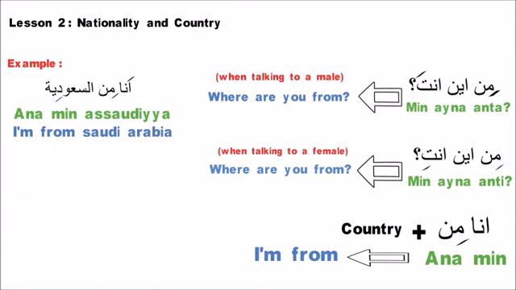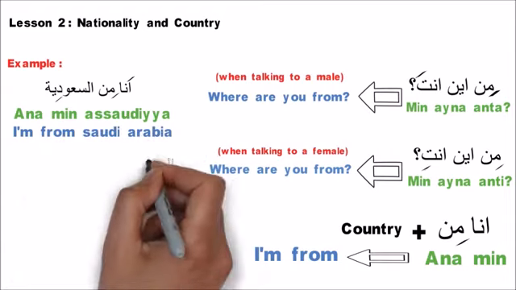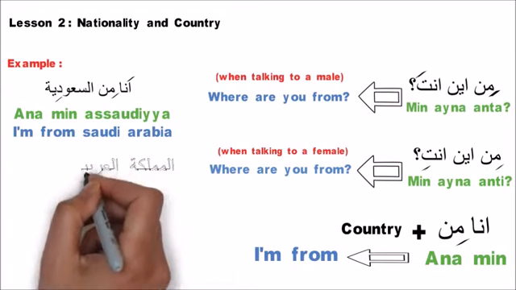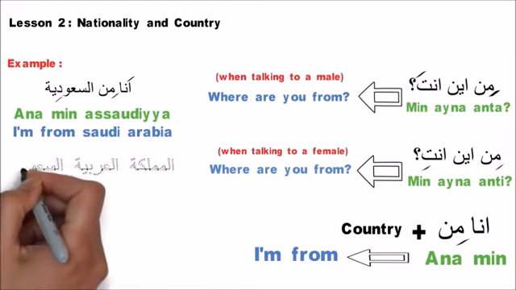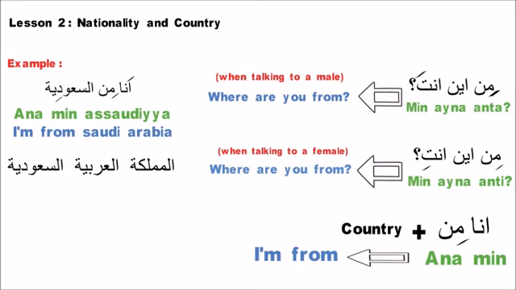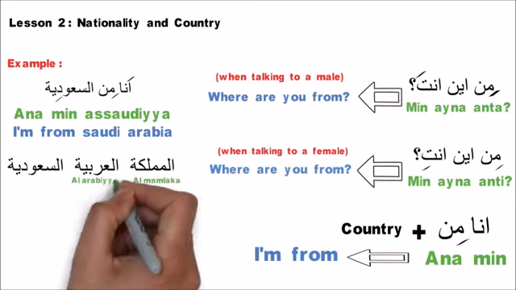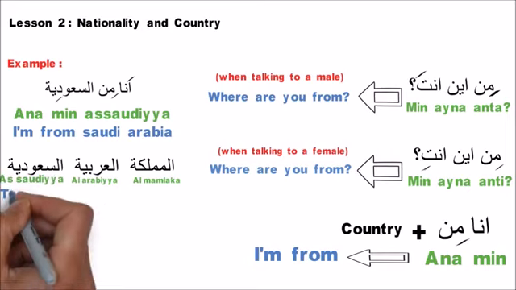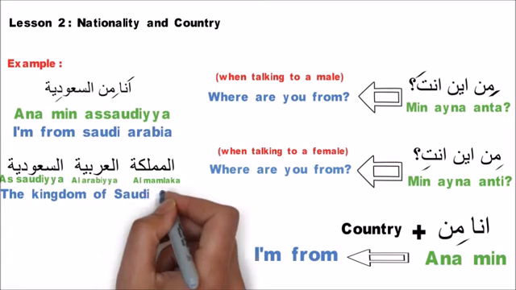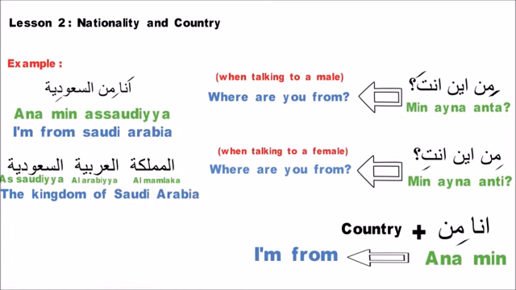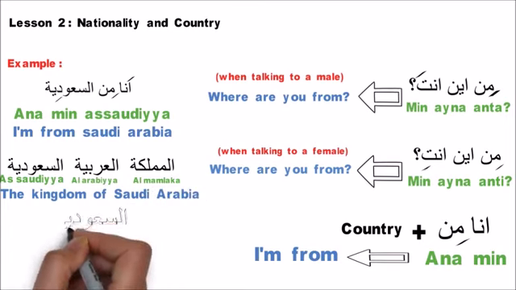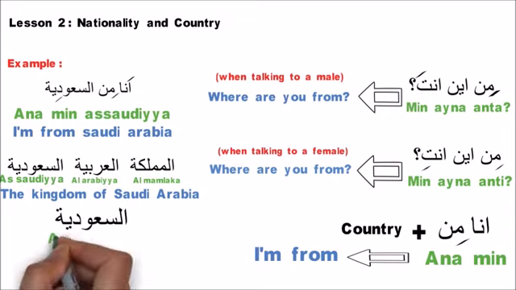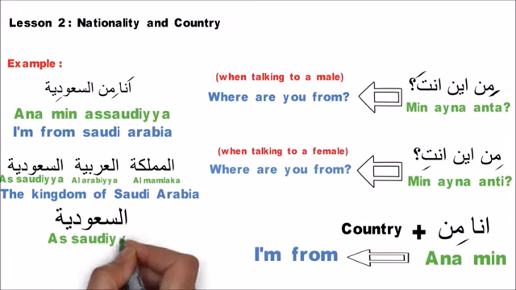Here, I want to explain something. The full name of Saudi Arabia in Arabic is المملكة العربية السعودية. المملكة العربية السعودية means the Kingdom of Saudi Arabia. But in your spoken Arabic, you can just use السعودية, Saudi Arabia.